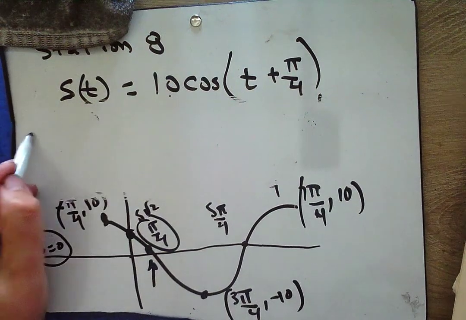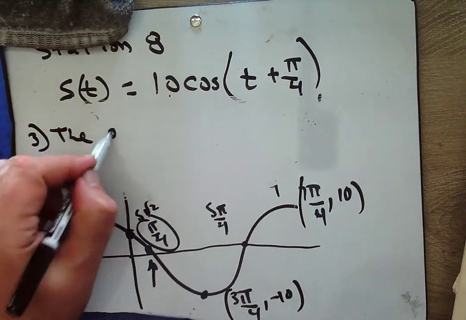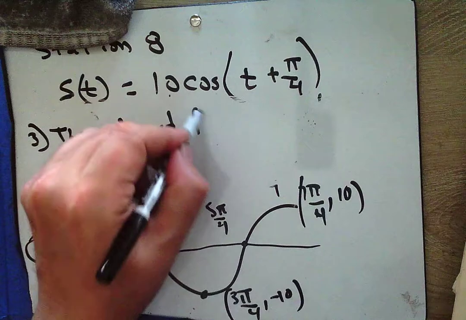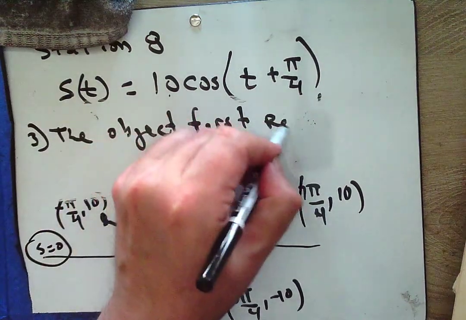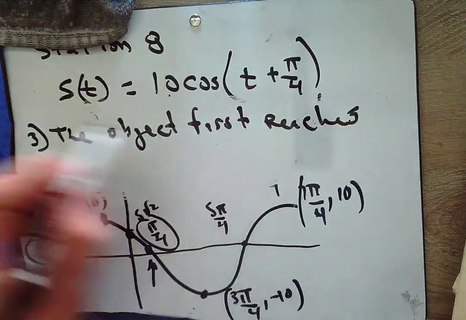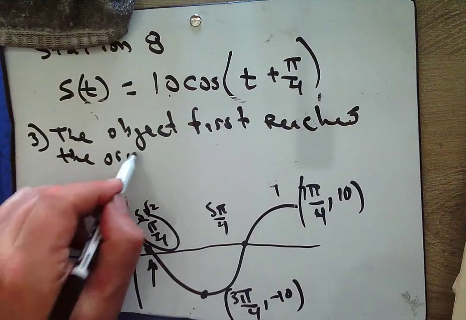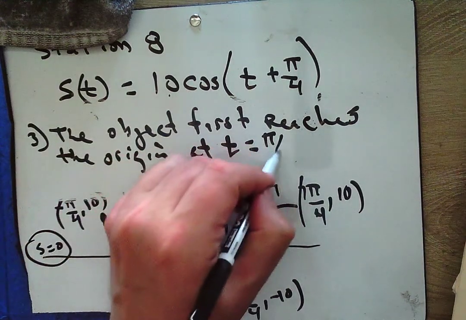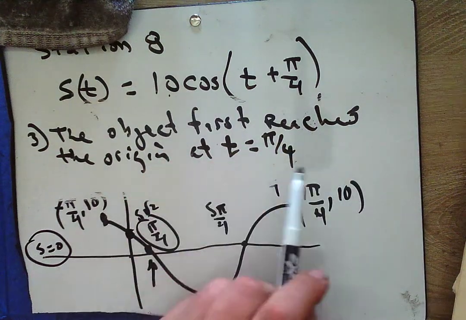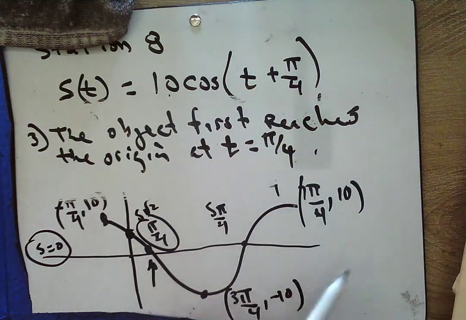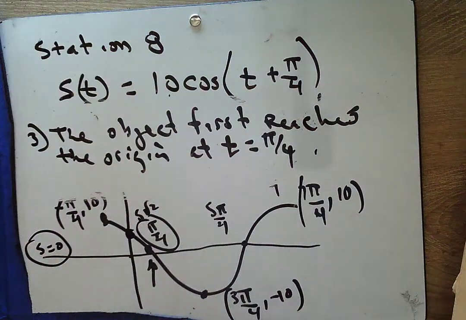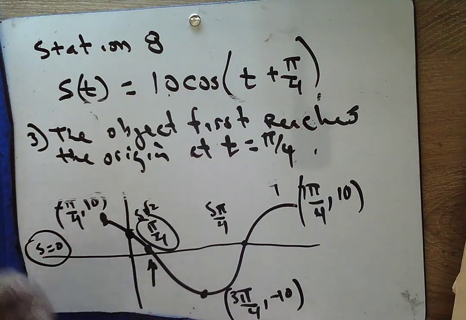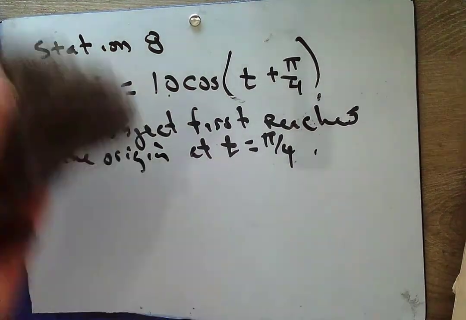So, the object first reaches the origin at t equals pi over 4. See, I gotta write the sentence. Don't just write pi over 4. All right, next, what are the velocity, acceleration, and speed at that time?